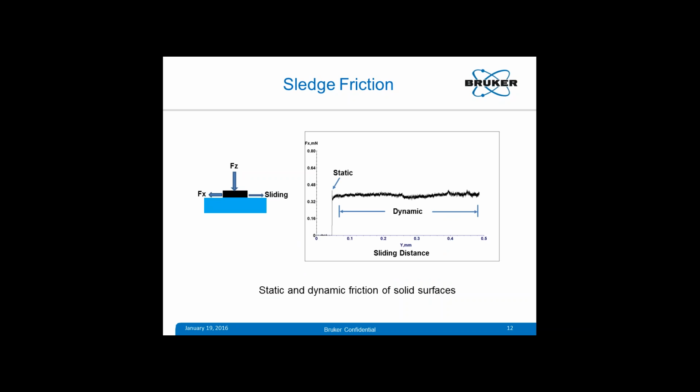Here is what is explained. This is related to sledge friction, because this particular block is being pushed or moved and Fx is actually measured. You see on the right side the plot of this Fx force along the distance traveled. At the very beginning when it starts pushing, you see a static peak which is a little bit higher than the rest of the data, which is known as dynamic friction. From this friction force, if we take the ratio with the normal force, we get the coefficient of friction.